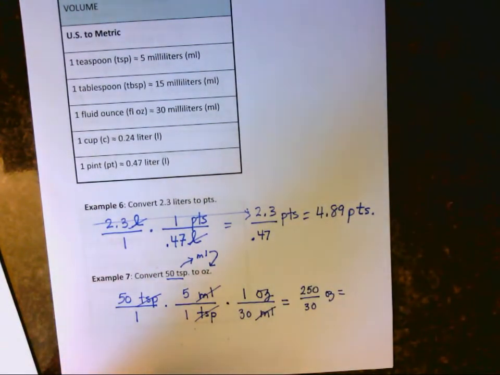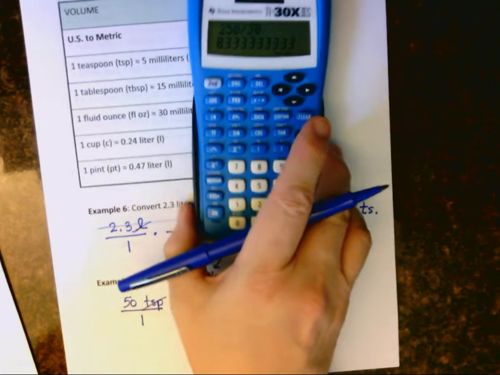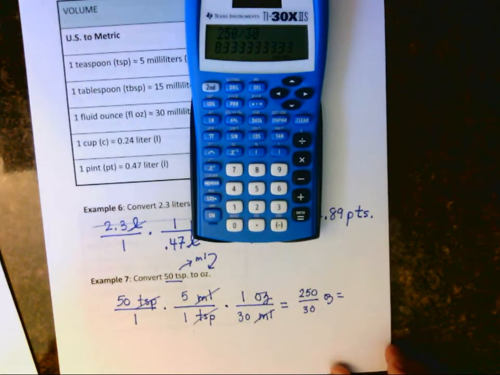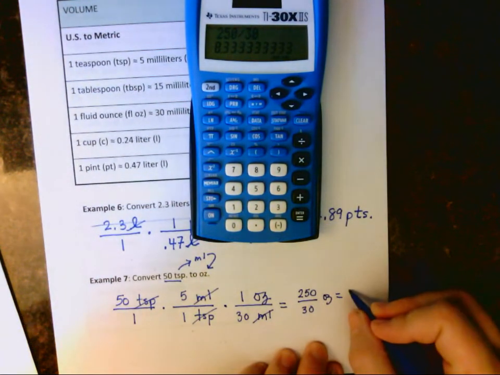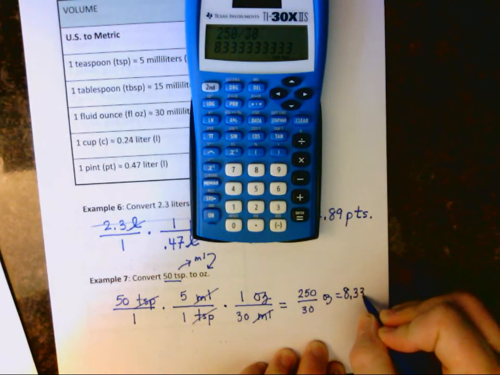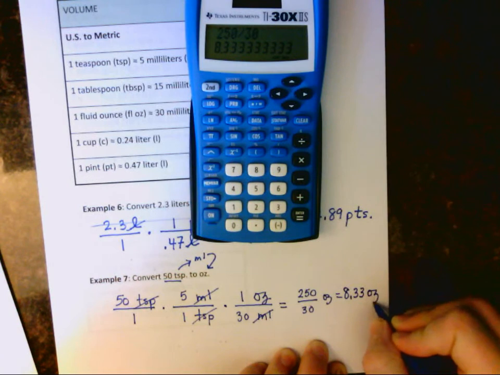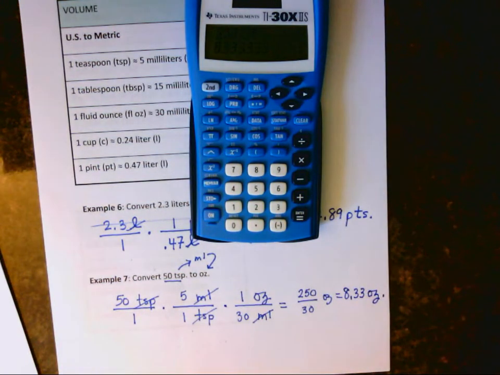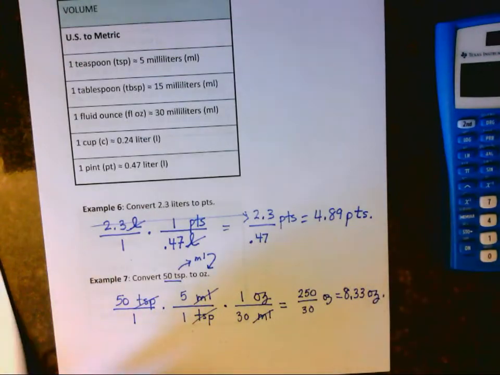Grab my calculator. 250 divided by 30 is 8.3 repeating. So let's do 2 decimal places again. 8.33 to the nearest hundredth ounces. Okay. Very well. Looking good. This should be easy.